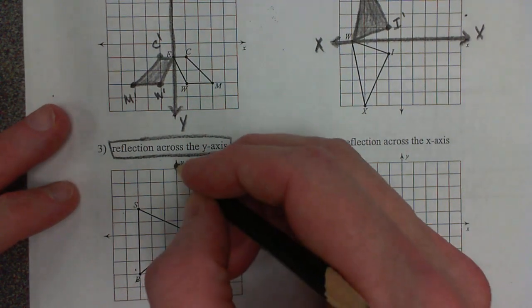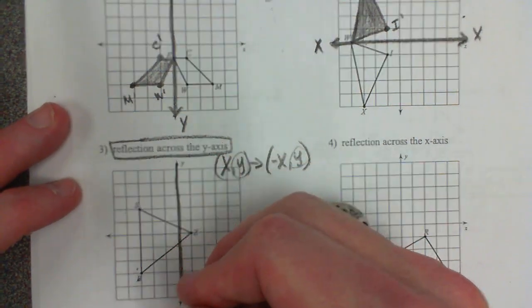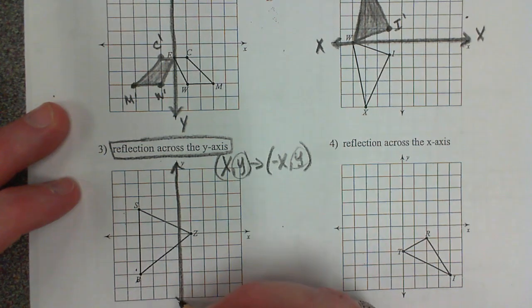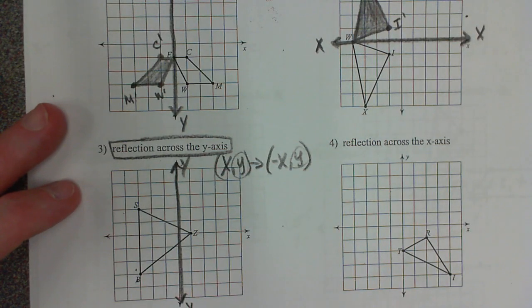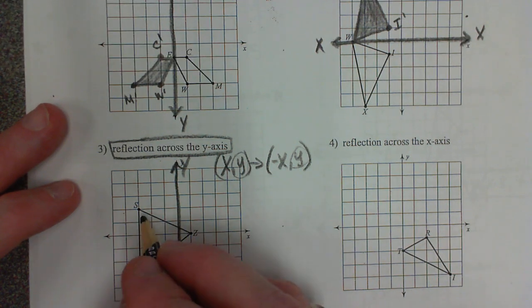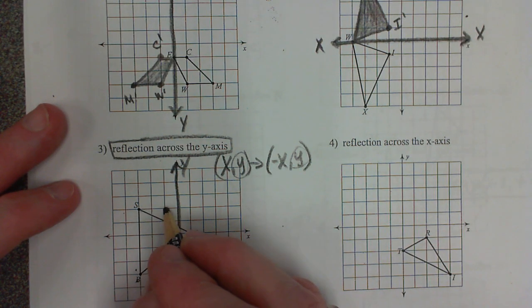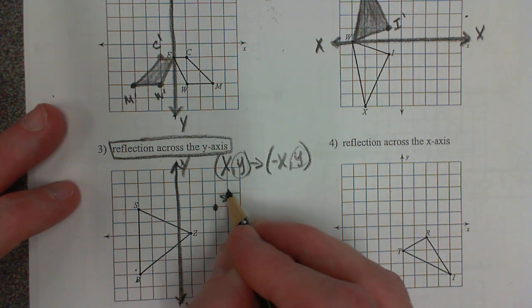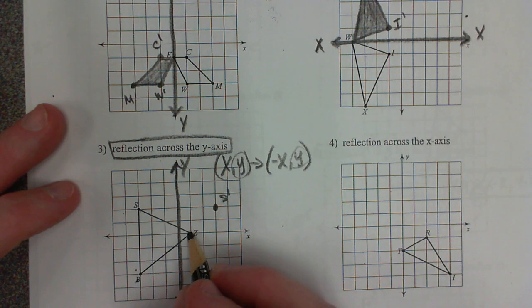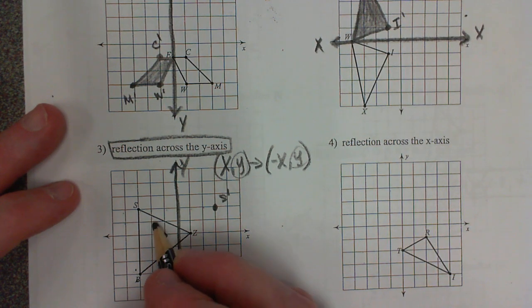Bold the y-axis. Bold it. Okay? And you're going to count across. S becomes 1, 2, 3. 1, 2, 3. S prime. Z is the other way. You're still going to count 1 and away 1, and it becomes Z prime.